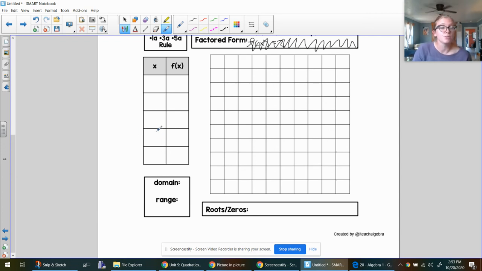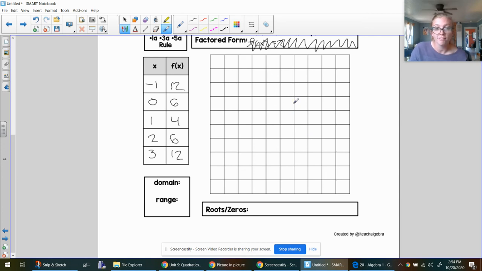So to graph this, we're going to start at our vertex 1, 4. We're going to fill in our x values around that. Then we're going to use that 1a plus 3a plus 5a rule. So this time a is 2, so it's going to look a little bit different. When I add 1a to both sides of 4, I'm going to be adding 1 times 2, or 2. So that's going to be 6 and 6. Then when I add 3a, I'm going to be adding 3 times 2, so that's 12 and 12.